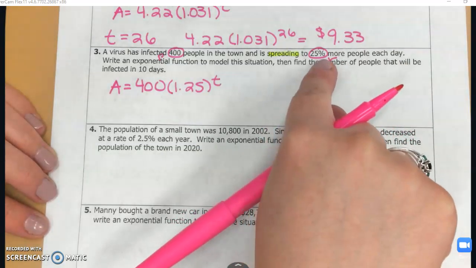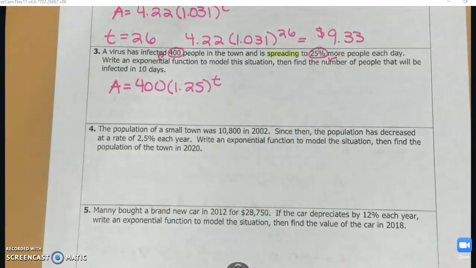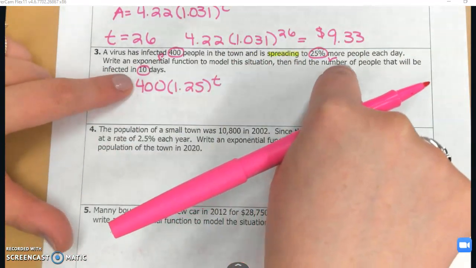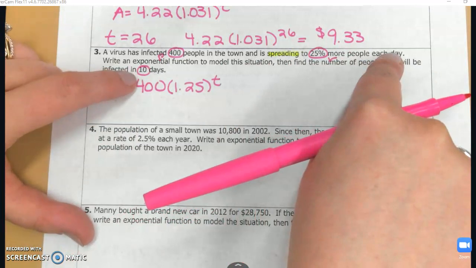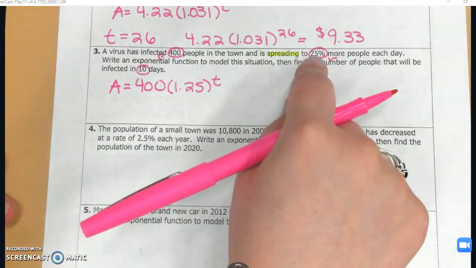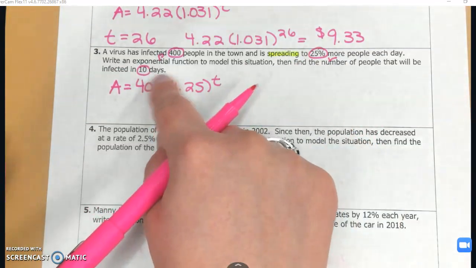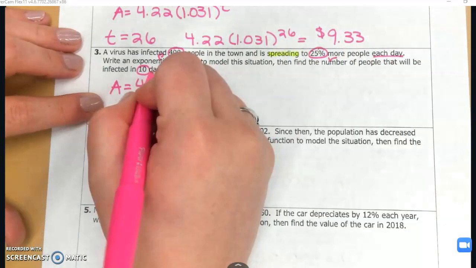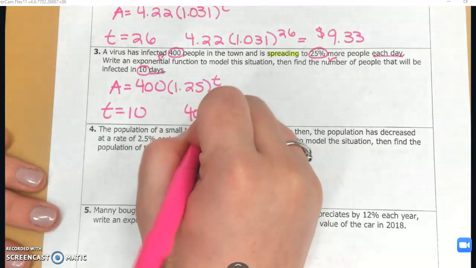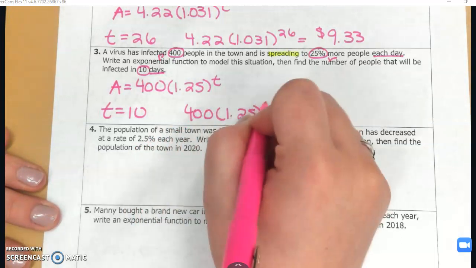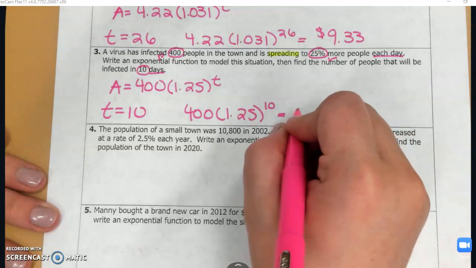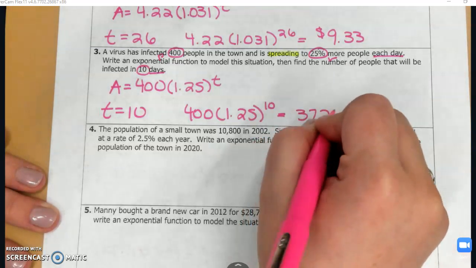Now, this is spreading by 25% each day. So when I'm looking for 10 days, because my rate of increase increment, days, matches this days, t is in days for this particular situation. If this was 25% a year, we would need to convert these days to years. But because this is each day and day they match, I'm just going to plug in 10 for t. And I'm looking at people again, so I need to round to the nearest whole number, and I'm rounding up.